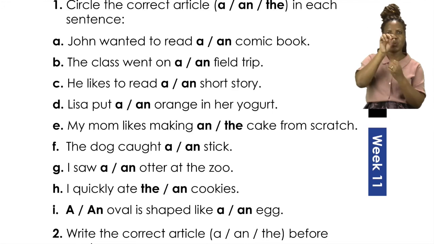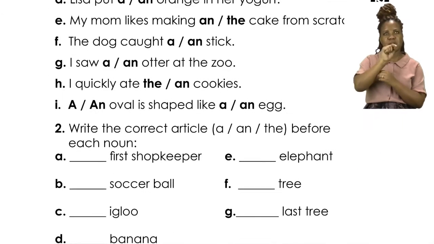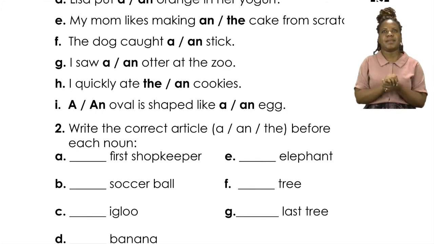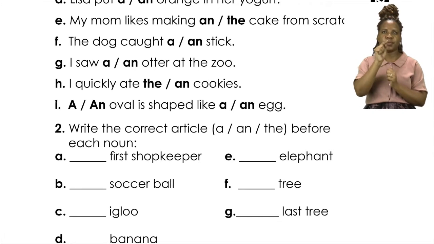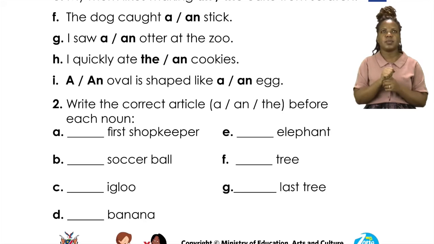Now let us read our sentence again. I quickly ate the cookies. Please circle the word the. The rest of number 1, my dear friends, you're going to do by yourselves.